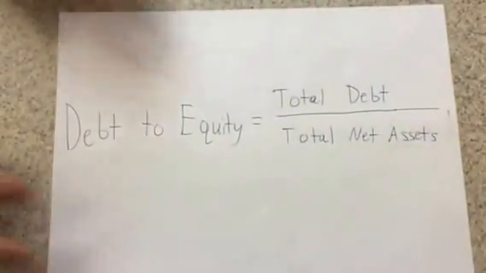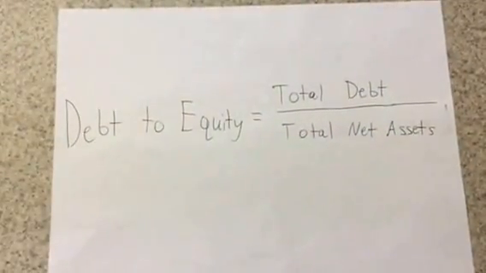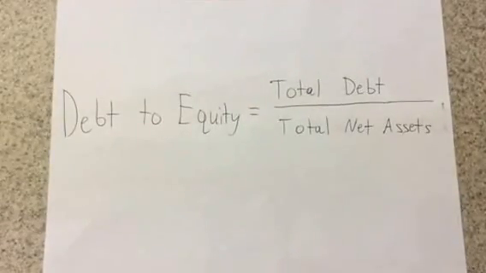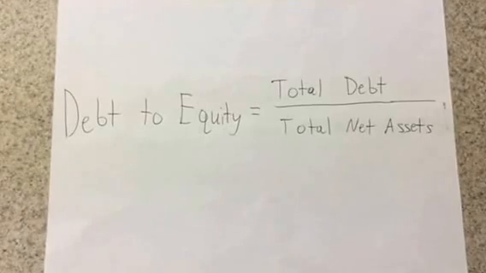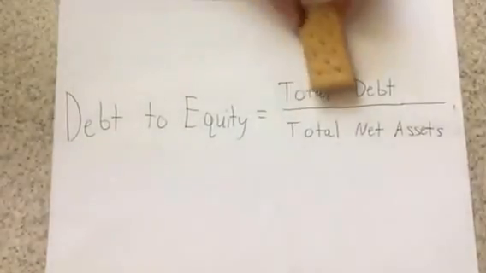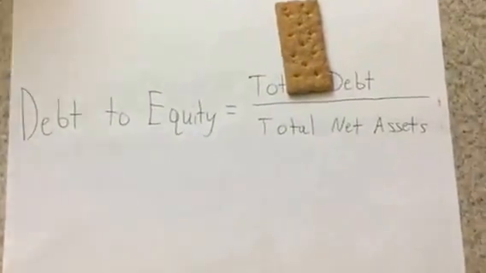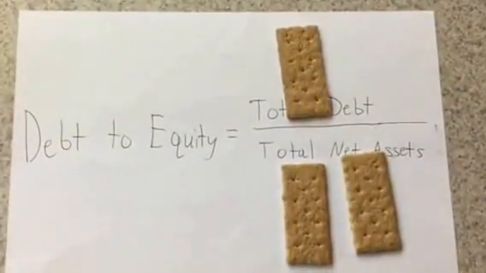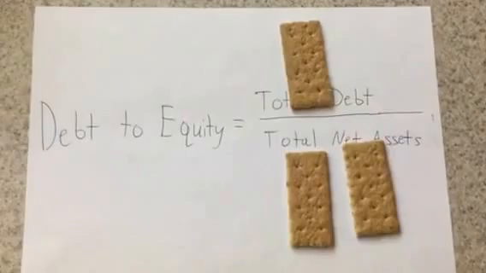The second ratio is another leverage ratio that measures total debt to total net assets. Here's the equation. This ratio shows how much debt the organization has in relation to their equity and net assets. Ideally, this ratio should be 1.0 or less, below the median, and with a downward trend. So in this example, I have 1 graham cracker in total debt again, but only 2 graham crackers in total net assets. That means the debt to equity ratio is 0.5, which is in the ideal range.